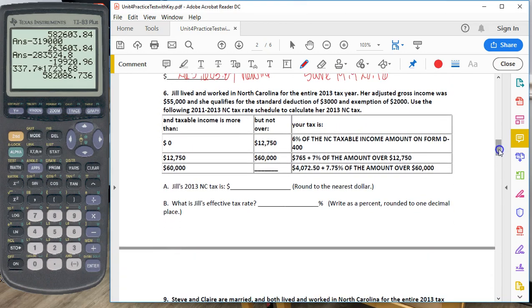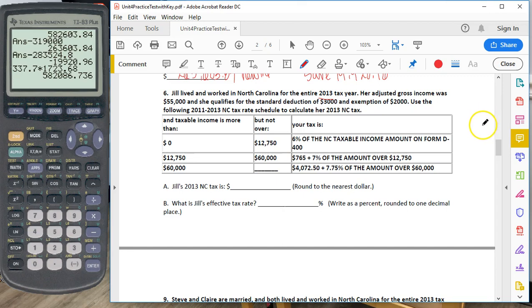Oh, I see taxes, so we must be close to the end of the test. Jill lived and worked in North Carolina for the entire year. Now this is a little bit older, so you can see that it says 2013. Her AGI is $55,000. She gets a standard deduction of $3,000 and an exemption of $2,000. So not only is this old, I'm talking about state taxes.